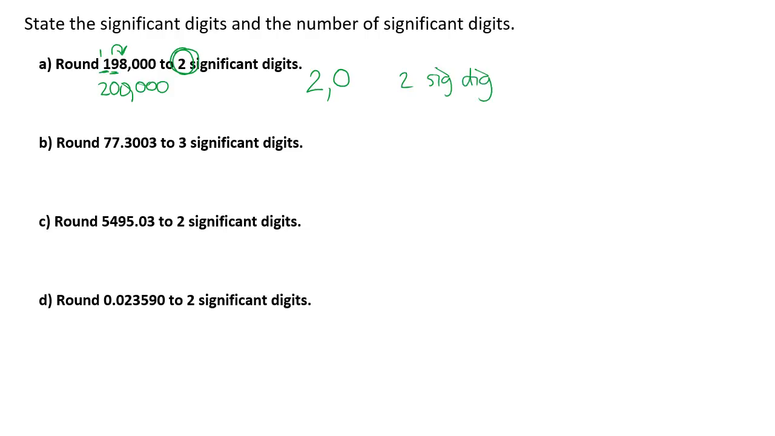And the amount is dependent upon what you rounded it to. All right, B says that we're rounding to 3 significant digits. So we go a 7, and a 7, and a 3. And then since we look here, and that's 0, since it's decimals, we're going to drop all that off. So we are just left with 77.3. And our significant digits are 7, 7, and 3. And we have 3 significant digits.